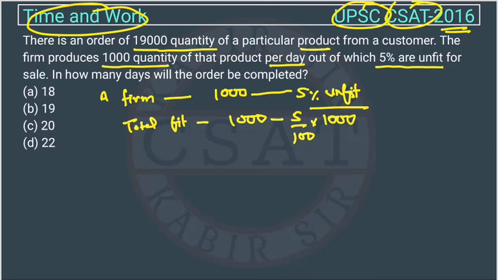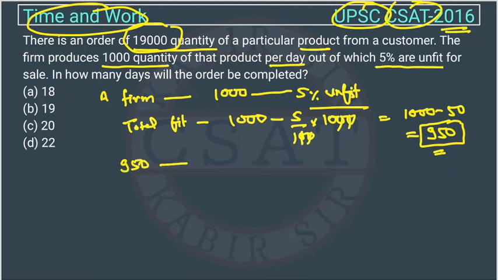Right. So this 0 will cancel this 0. So it will be 50. So it will be 1,000 minus 50. So it will be 950. So total 950 are fit for sale. So the company has to produce how many? 19,000. In one day they are producing how much? 950 they are producing in one day. Right.